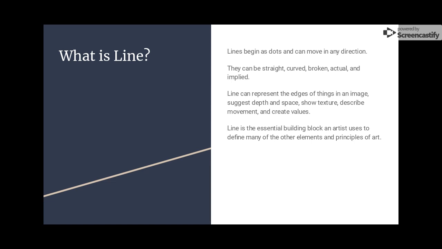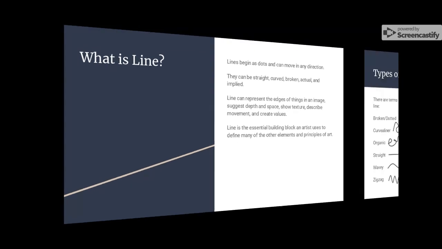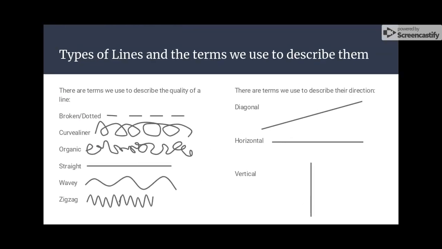What a lot of students forget is that line is the essential building block an artist uses to define many of the other elements and principles of art that they're using within their artwork. So let's talk about the types of lines that we have and the terms that we use to describe them.